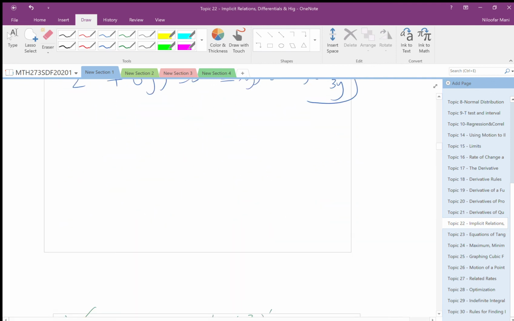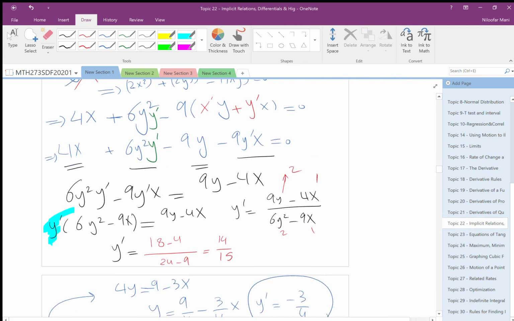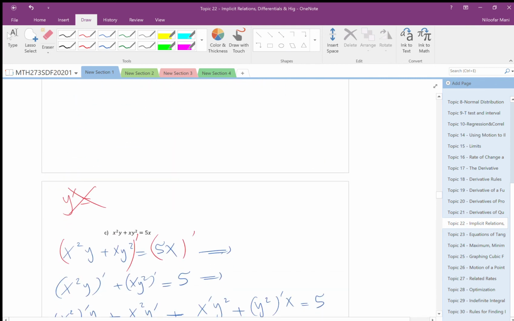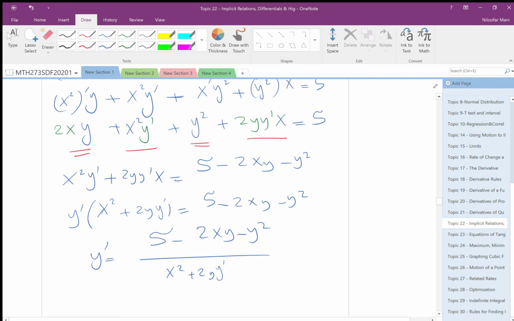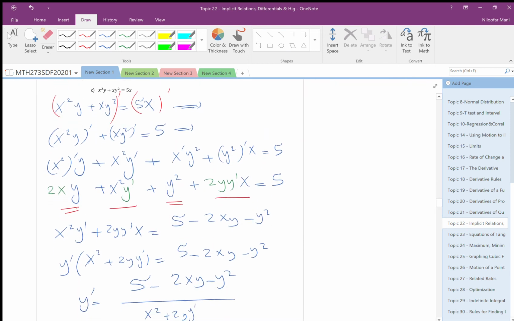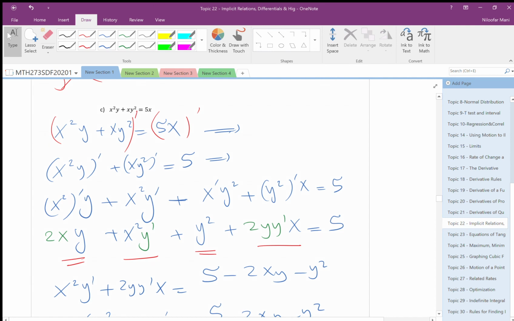Also, I found I made a mistake. One of the students told me, and I really appreciate it. In this example, I'm going to talk about it here. Look at this question. You have x squared y plus xy squared equal 5x. Do I start y prime equal? No. I do derivative of both sides.